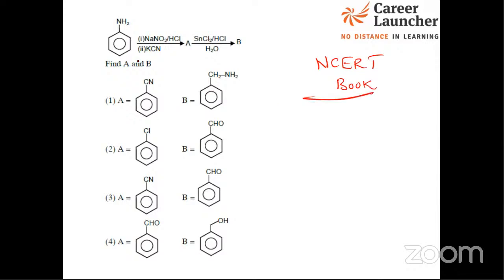So in this reaction, it is very clear. The first one is cyanobenzene. And then reduction, which tells us that CH2NH2. So SnCl2 with HCl converts it, that is Stephen's reduction. So it forms an aldehyde.